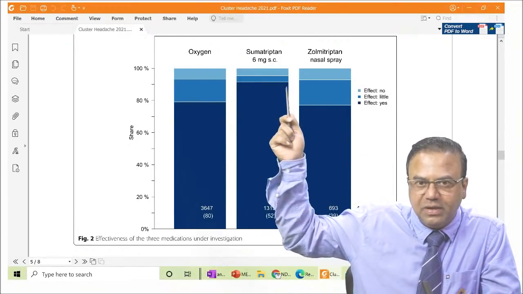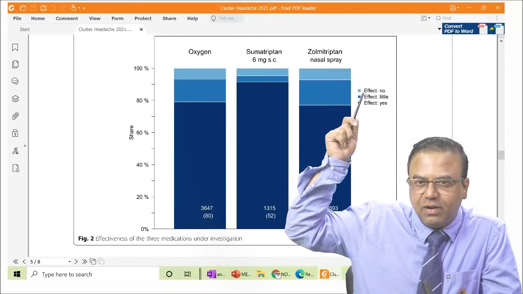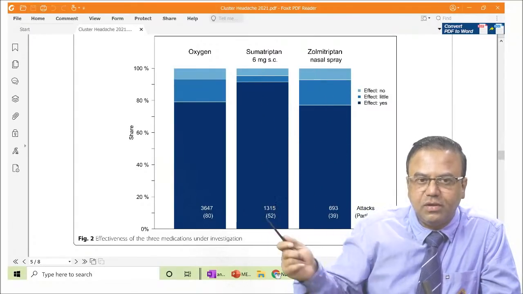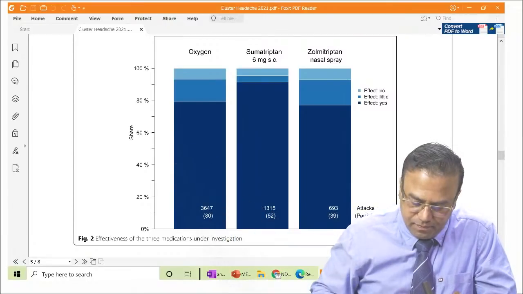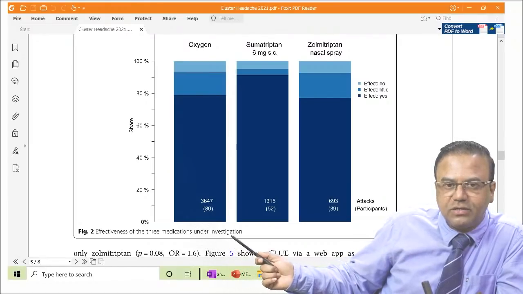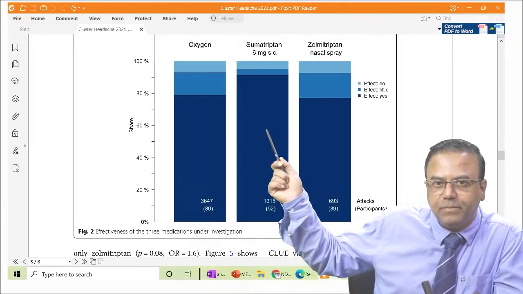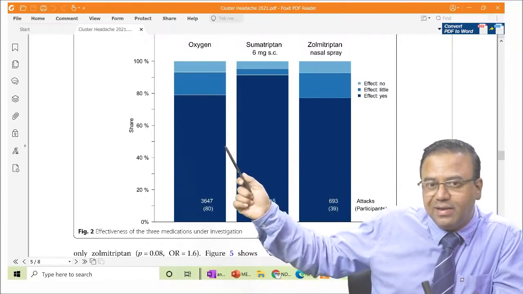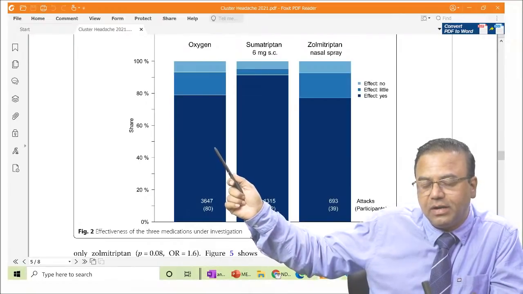Anyway, coming back to what I was telling, effectiveness is given as dark blue. Little effect is the light blue color. And the very light one means no effect. You notice the comparison in the efficacy. First of all, read the points here. Efficacy of three medications under investigation: oxygen, sumatriptan, zolmitriptan. And here also oxygen is given at 12 liters, 10 to 12 liters.